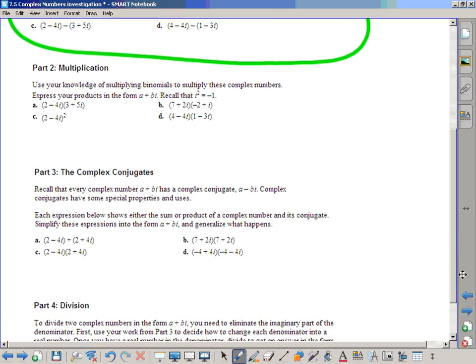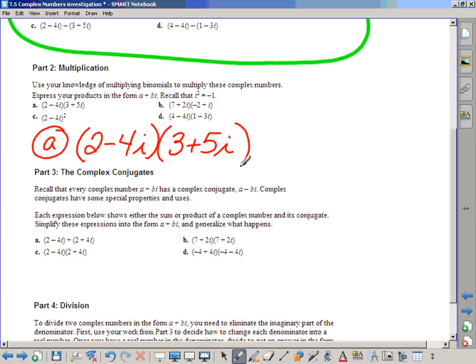Then we'll get to do some homework in class. Part 2, multiplication. The one thing that you want to watch out for, you're going to treat these the same way that you would foiling. For example, in part 2, letter A, they want you to take 2 minus 4i times 3 plus 5i. And we're going to FOIL. You're going to do first, outer, inner, last, and see what you get. You should end up with a trinomial, but that trinomial can be simplified. Here's what I mean by that.